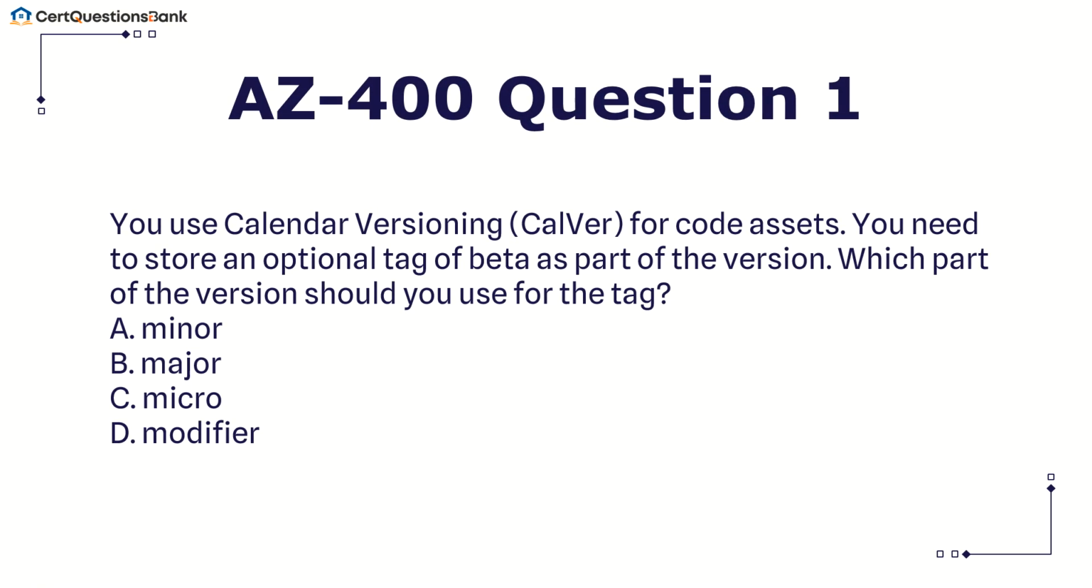You use calendar versioning, CalVer, for code assets. You need to store an optional tag of beta as part of the version. Which part of the version should you use for the tag? A. Minor. B. Major. C. Micro. D. Modifier.